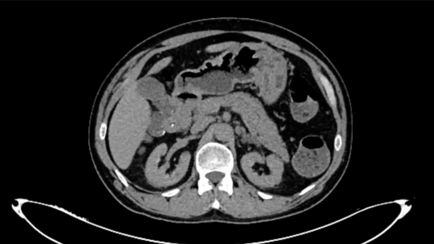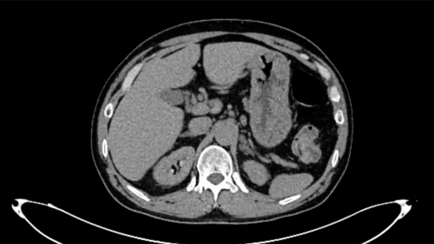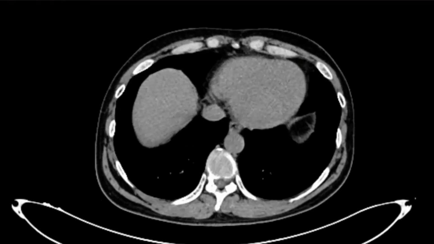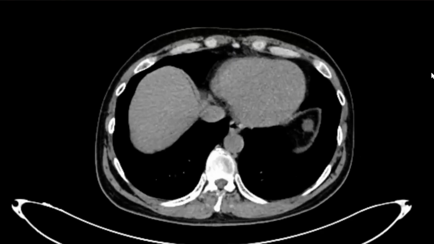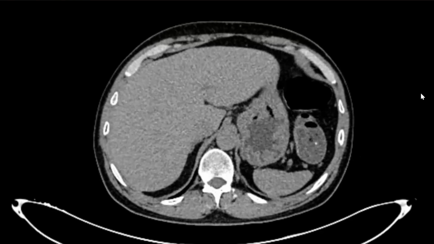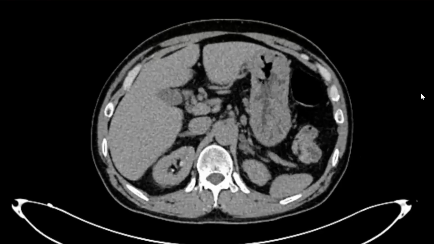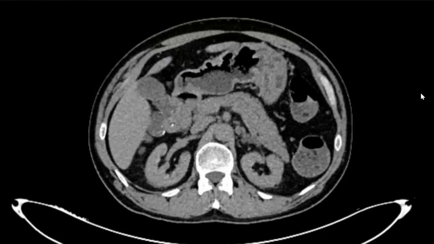The bowel loops appear largely unremarkable. I'll go systematically. The liver appears normal. The gallbladder appears normal.